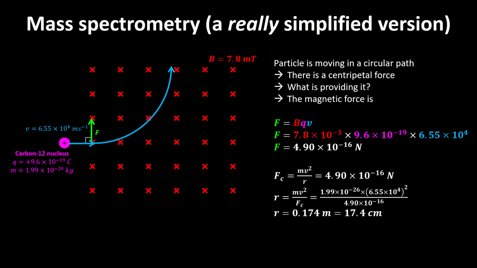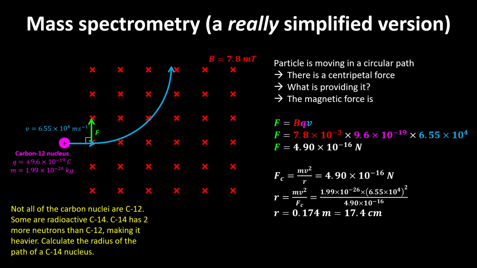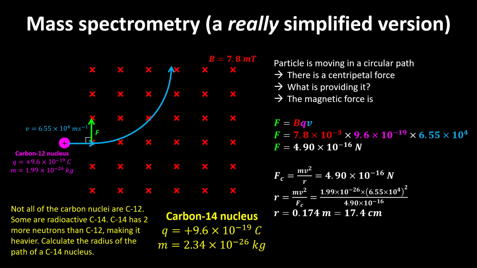Now, the important thing, though, is that when we do this, not all of the carbon nuclei are carbon-12. Some are the radioactive form, carbon-14. That's 2 more neutrons, so it's a bit heavier. So how would you calculate the radius for carbon-14? If you want to have a go at that, you can pause the video, and I'll go through it in a second.